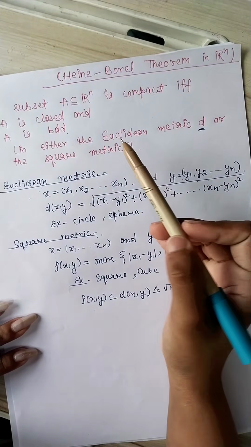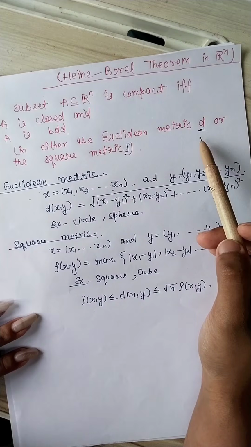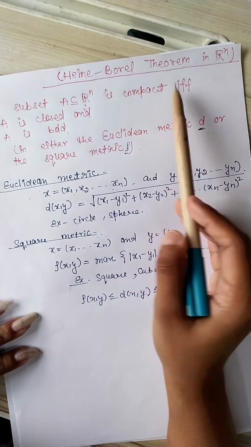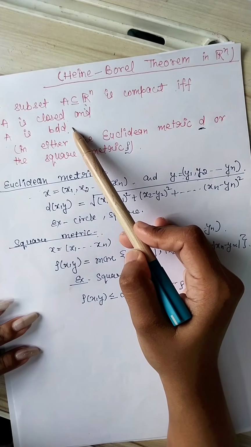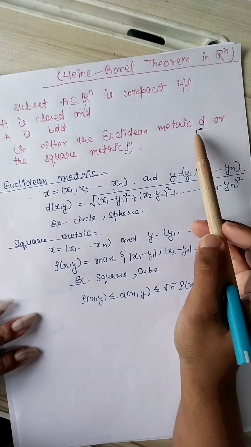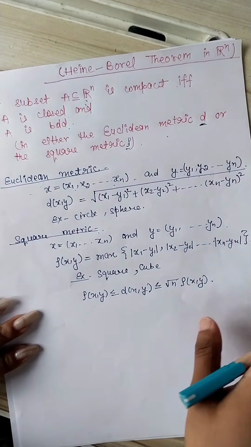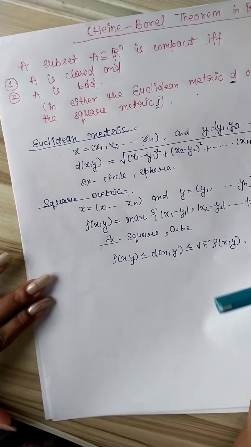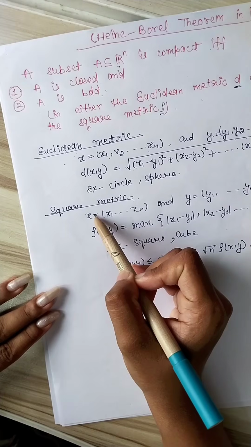Today we are discussing the Heine-Borel Theorem in Rn, which is the most important theorem in topology. A subset A of Rn is compact if and only if A is closed and A is bounded, whether the metric is Euclidean or the metric is square. Before discussing the theorem, we are discussing the Euclidean metric and the square metric.